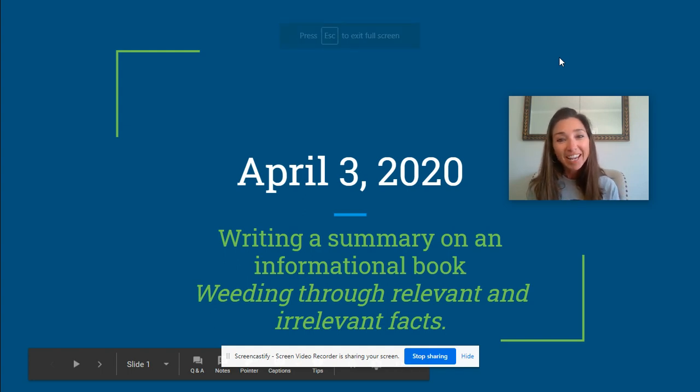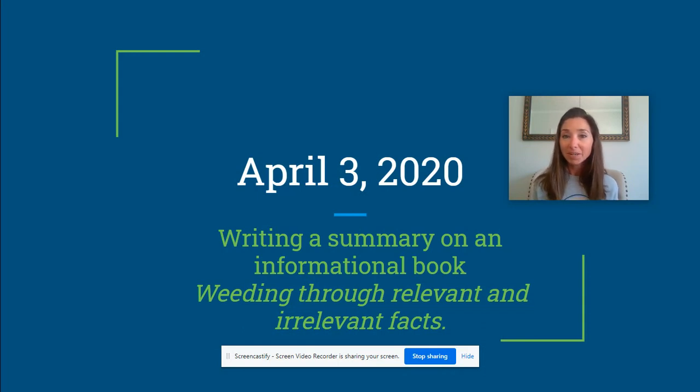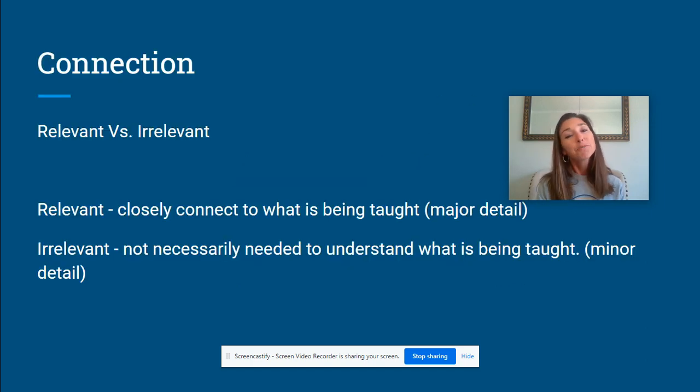Guys, happy Friday. Today's mini lesson is going to focus on summarizing longer pieces of informational text. Today we're actually going to read a book. And then we're also going to be talking about weeding through relevant and irrelevant facts when we start to write our summaries. Okay? So first thing, the difference between a relevant and an irrelevant fact.